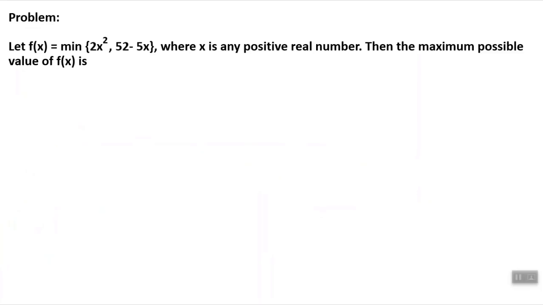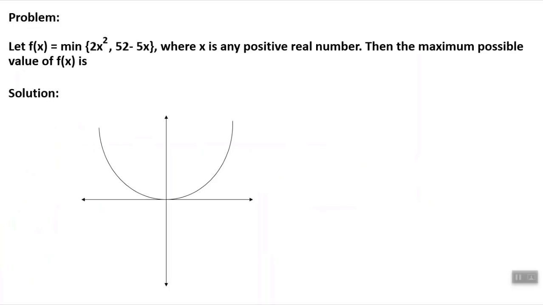Let us look at a problem on what are called functions. A function is defined here as the minimum of these 2 independent functions, 2x squared and 52 minus 5x, and then we are being asked what is the maximum possible value of f of x. For a question like this, it's important that you are able to draw a diagram. The first diagram would be the curve for 2x squared. 2x squared will look like a parabola, which is shown here.